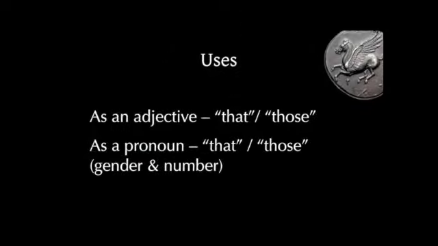The far demonstrative, just like the near demonstrative, can be used as an adjective. And so if it's used as an adjective, we'll see it modifying a noun, and it'll mean that or those. And so think in terms of this cup versus that cup. This cup is pointing to something nearby. That cup is pointing to something far off. And then it can also be used as a pronoun.